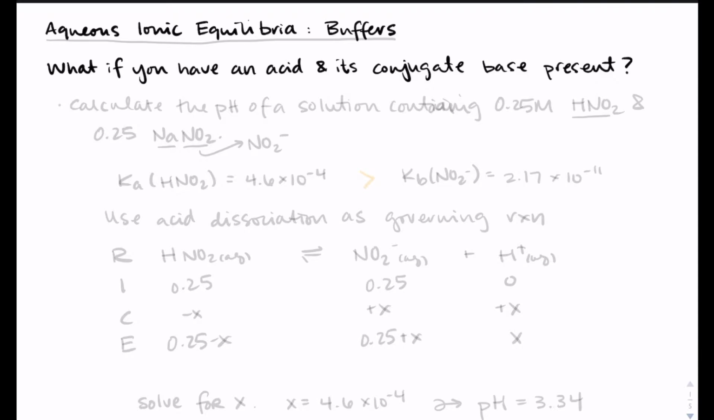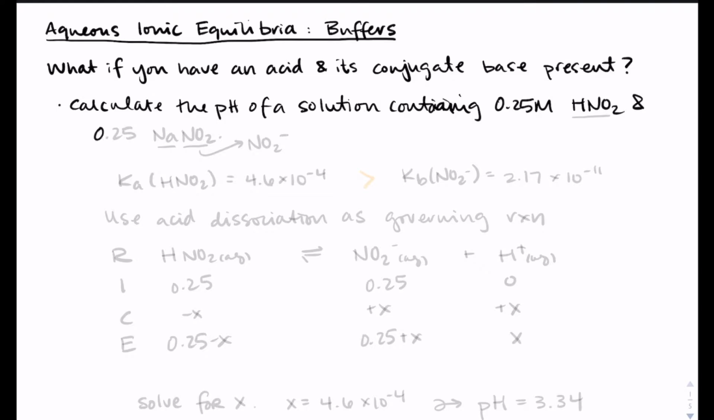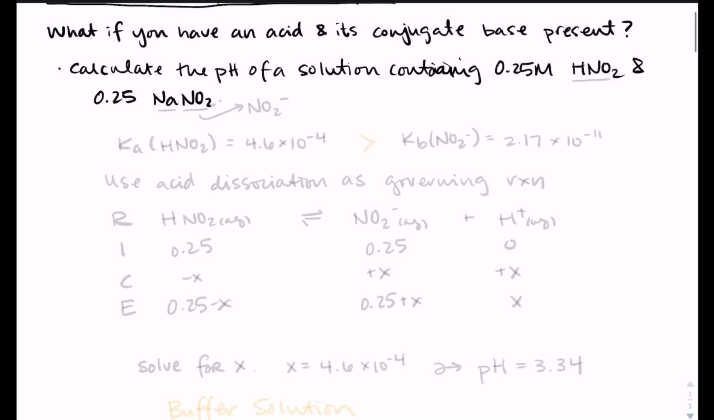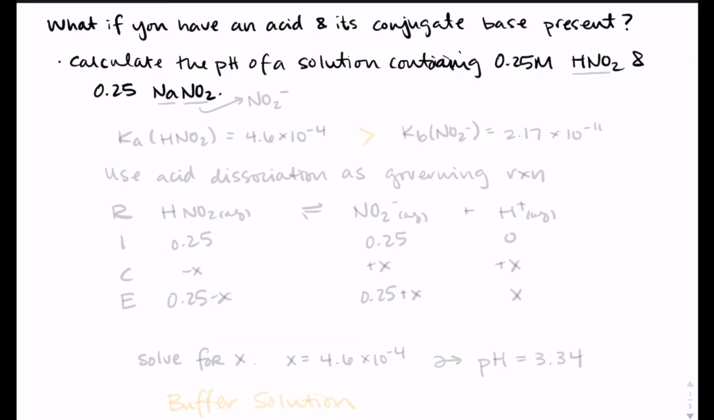So, what if you had a solution that has an acid and its conjugate base present? When we looked at salt solutions in the last module, I told you you don't have to worry about calculating the pH for a solution that has a salt where the cation could be acidic and the anion could be basic. However, when the cation and anion are a conjugate acid-base pair, we get a special type of solution that you can calculate the pH of without having to do all of the tests that we did.